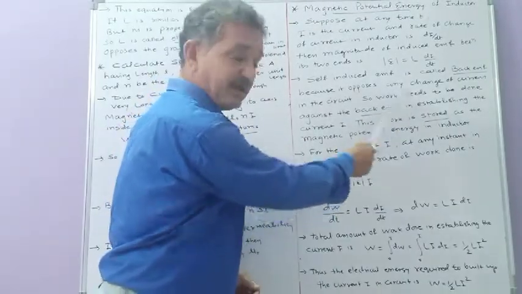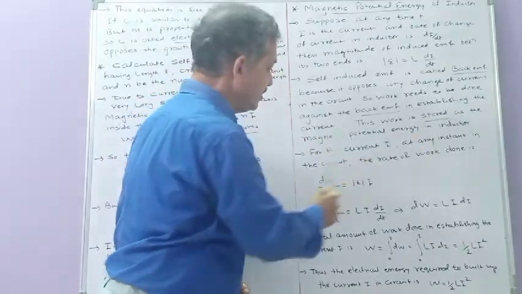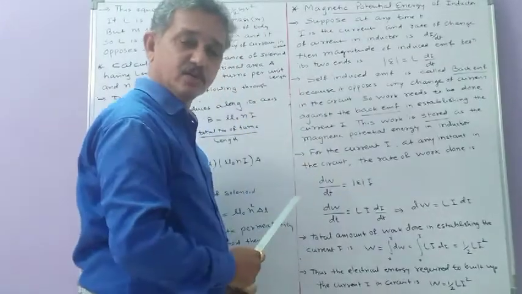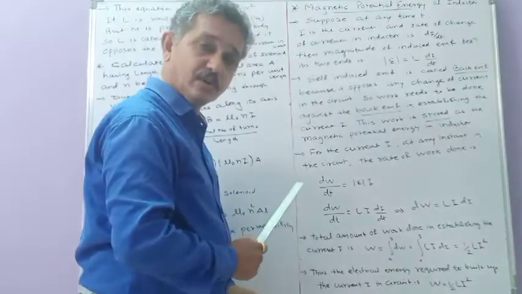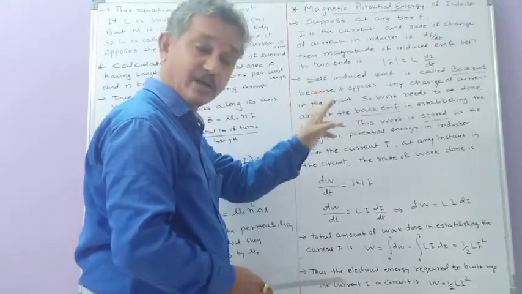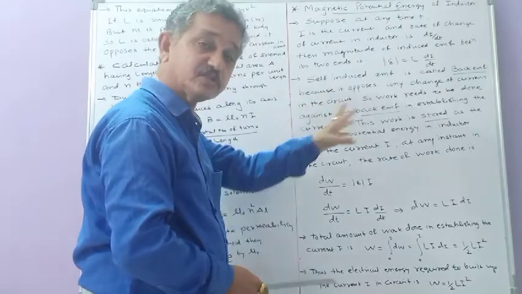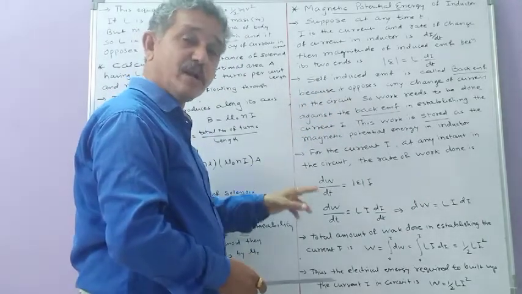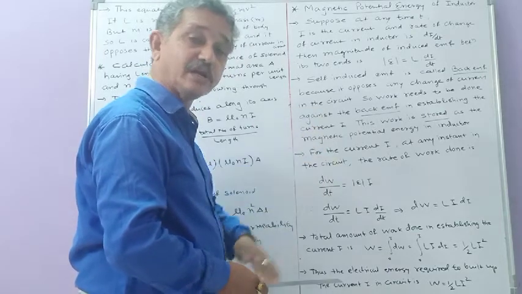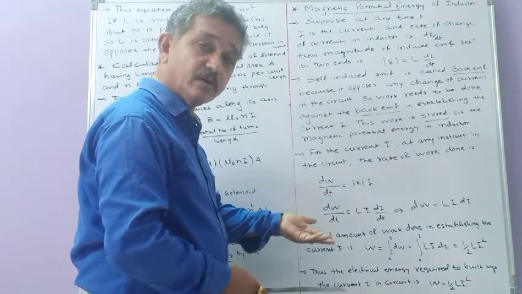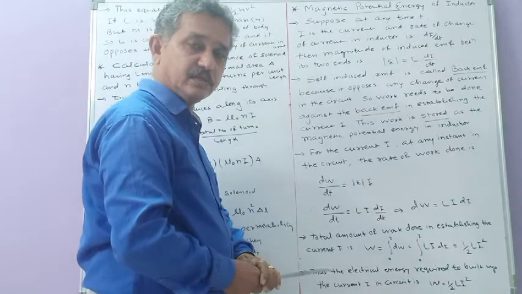the back EMF in establishing the current value I. 0 से 10 एम्पियर करना है तो 0 से 10 एम्पियर का वैल्यू के लिए आपको क्या करना पड़ेगा, वर्क करना पड़ेगा किसके अगेंस्ट में, अगेंस्ट द बैक ईएमएफ। एंड ये जो बैक ईएमएफ के अगेंस्ट में वर्क करेंगे, दैट वर्क इज गोइंग टू बी स्टोर्ड इनसाइड द इंडक्टर इन द फॉर्म ऑफ magnetic potential energy.